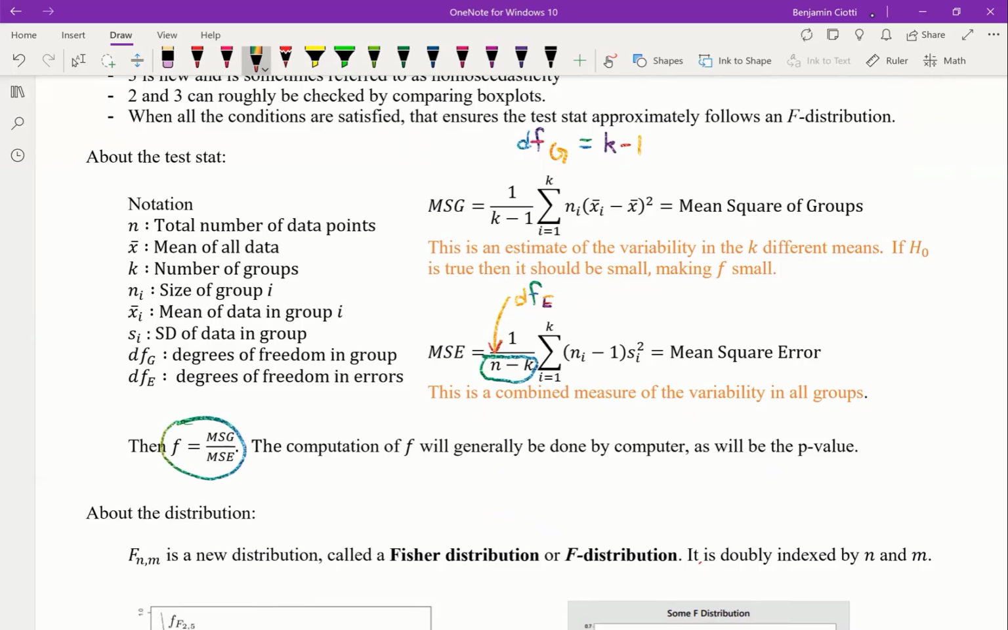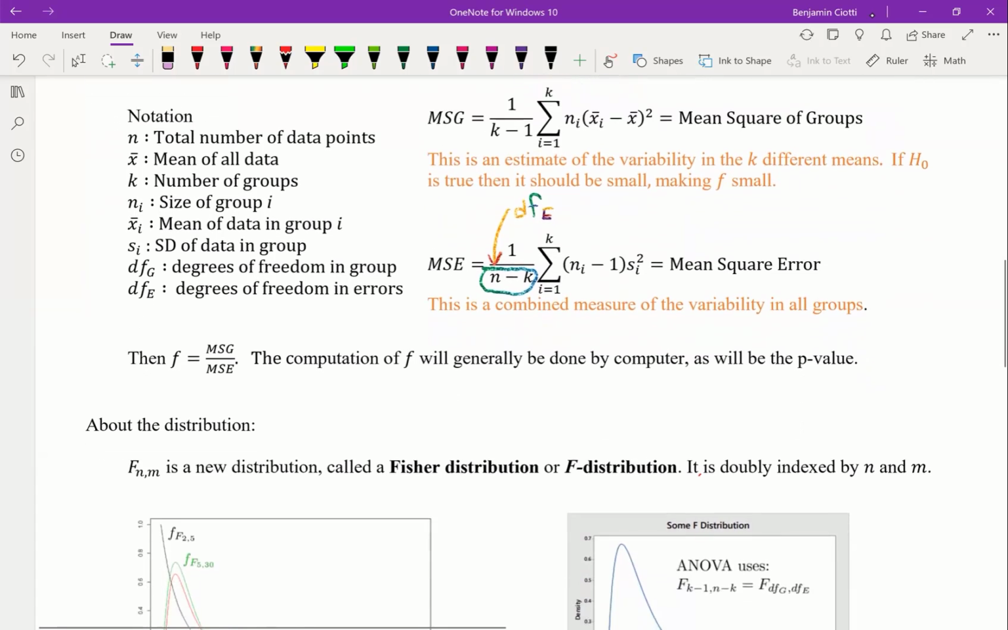So yeah, we take the ratio, that gives us our test statistic. Doing the actual computation of this is brutal to do by hand, and probably you never will do a full computation of such a test statistic by hand. You'll usually do it by a computer, and as usual, we'll also use a computer to get the p-value.